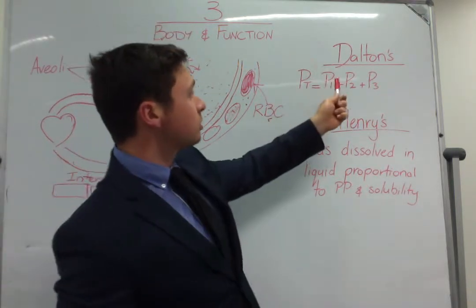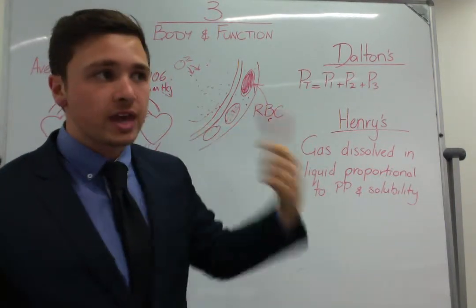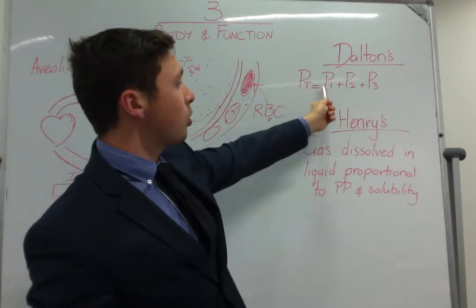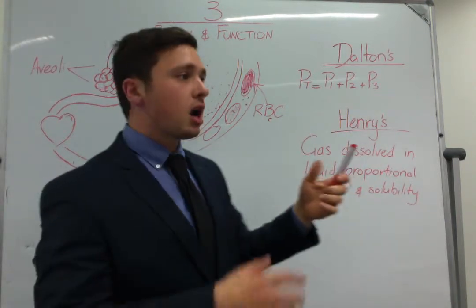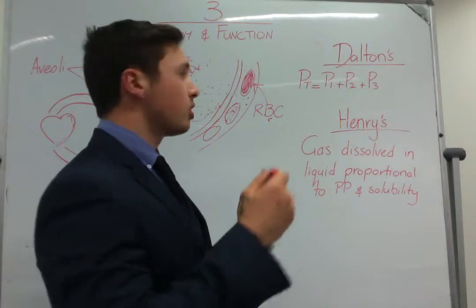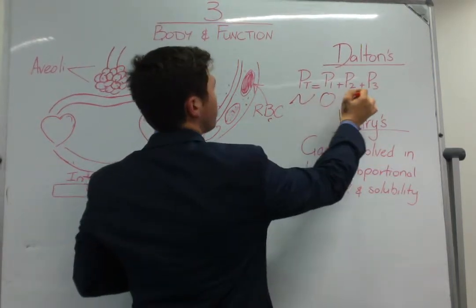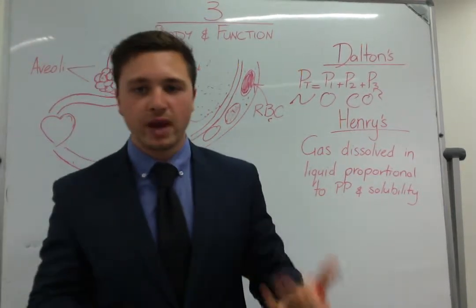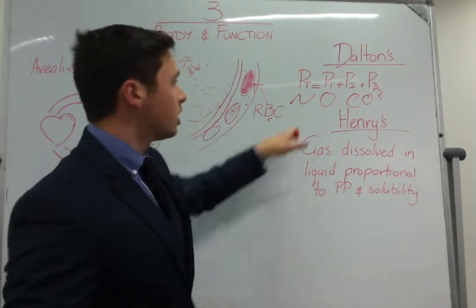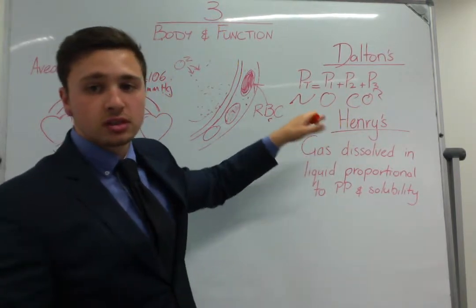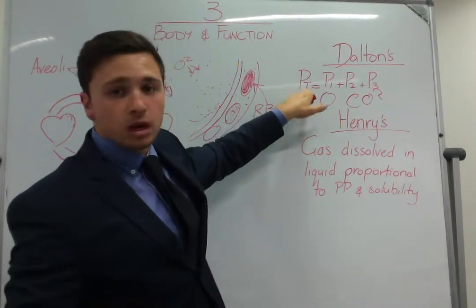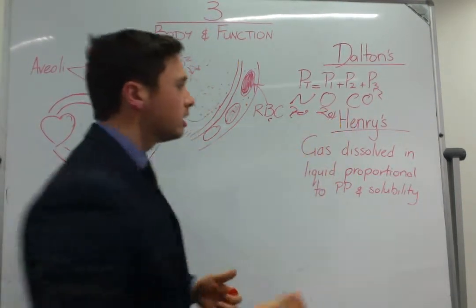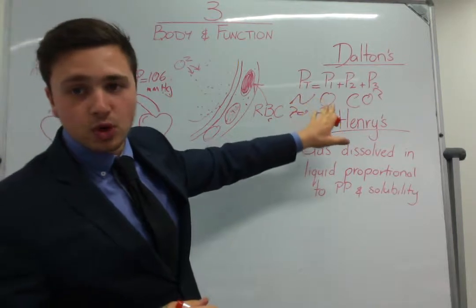Dalton's law pretty much says that the total pressure of the atmosphere, which is 760 millimeters of mercury, is equivalent to all of the gases combined to create that total. So we've got nitrogen, oxygen, carbon dioxide, carbon monoxide, even water vapor that we take into consideration there. All of these partial pressures combined equal the total pressure. Nitrogen's about 70, oxygen's about 21 or 20. Anyways, so that's total pressure.